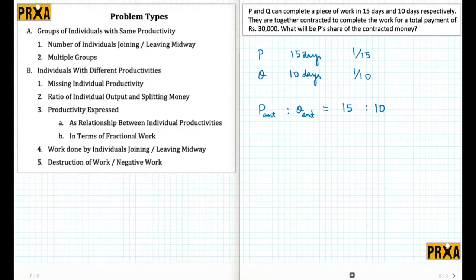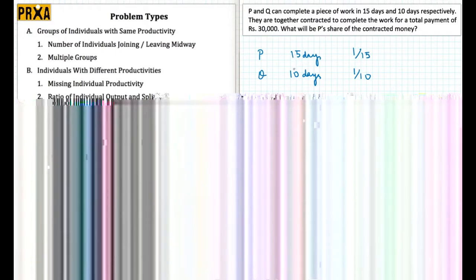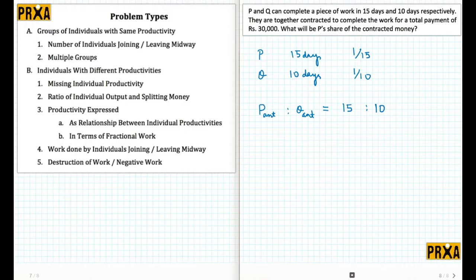If P takes 15 days to do the job and Q takes only 10 days to finish the same job, doesn't it mean that P is taking longer to do the same job? Does it also not mean that the amount of work that P does when P and Q are working together is lesser than the amount of the job that Q is able to finish? But look at the ratio we have taken here. It has P getting more money than Q, or P's output being more than Q's. Clearly, this is wrong. This is not an assumption that we can work on.